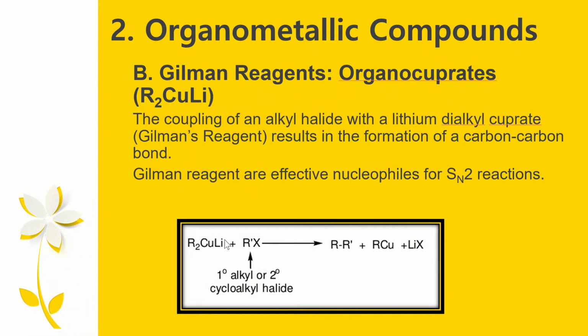All right, so here we have our lithium dialkyl cuprate, right, in the presence of an alkyl halide, primary or secondary. Secondary cycloalkyl halide, we can have formation of a carbon-carbon bond. So notice that the carbon-carbon bond is between the alkyl of the alkyl halide and one of the alkyl groups on the lithium dialkyl cuprate, right? So that is a new carbon-carbon bond that is being formed.